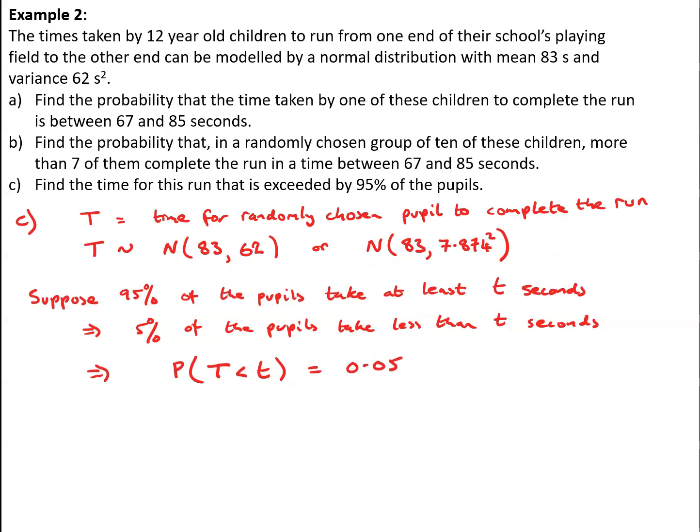And this is a calculation we can do straight away using our inverse normal calculator. And that gives us t equals 70 seconds almost exactly. Now again, just pause your video and use the inverse normal calculator to check that if you've got an area of 0.05 going out to the left, with a standard deviation of 7.874 and a mean of 83, then the resulting value is 70 seconds.